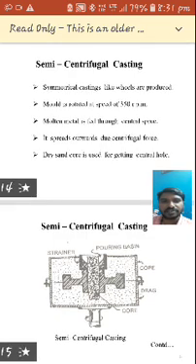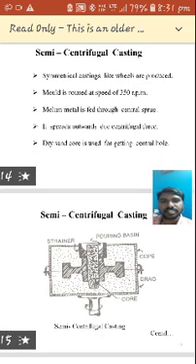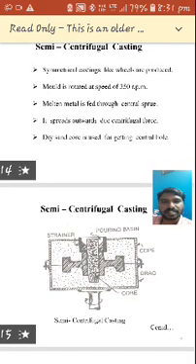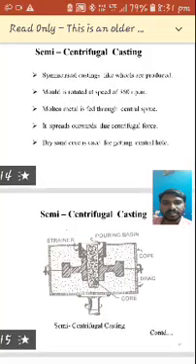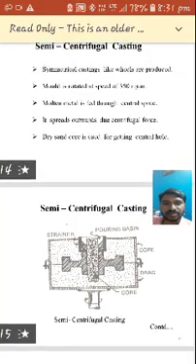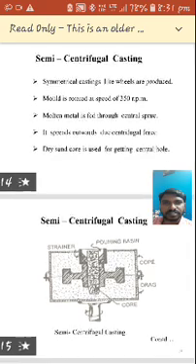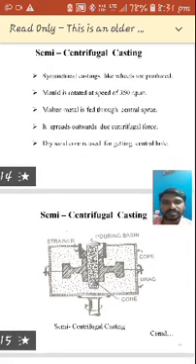The molten metal is fed through a central sprue. It spreads outward due to centrifugal force. A dry sand core is used for getting a central hole. Here the core is there, and by using that core we can produce a central hole.